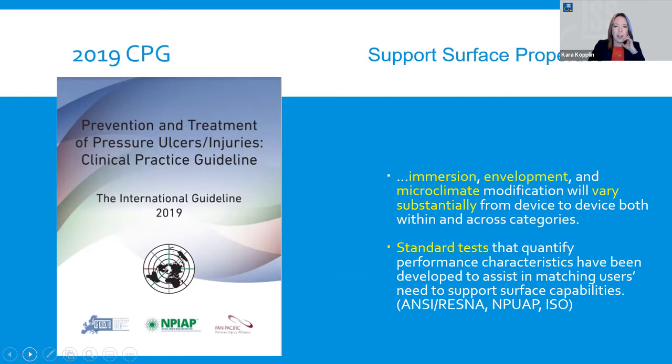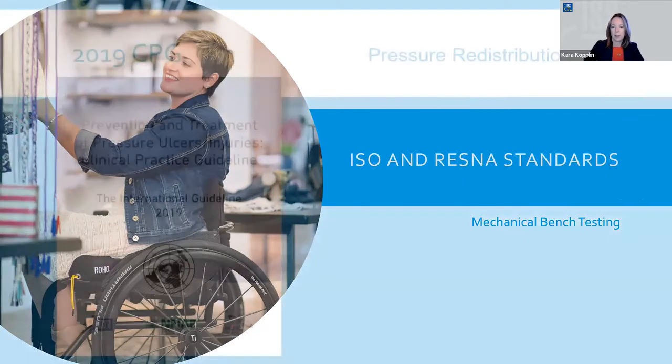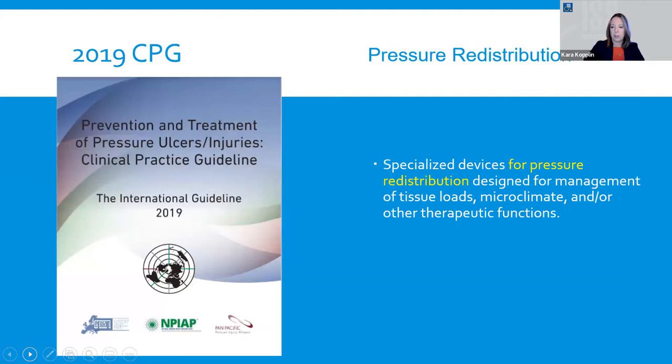But these properties also really vary greatly by devices and across manufacturers and across different approaches. So the guideline points to the standardized tests, that these tests were developed and exist to help quantify these performance characteristics and aid in that decision-making process. So we'll take a look at some of those specific tests and how they mirror the requirements that are spelled out in the guideline. First of all, pressure redistribution.